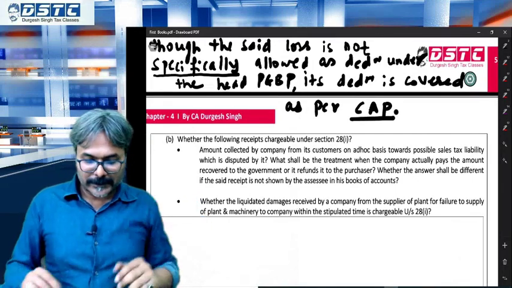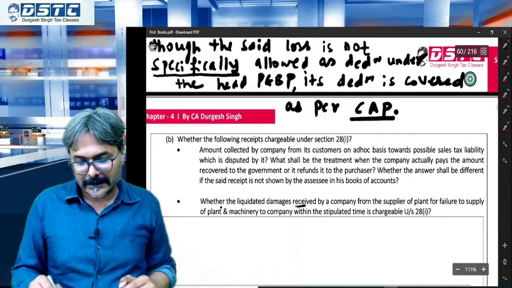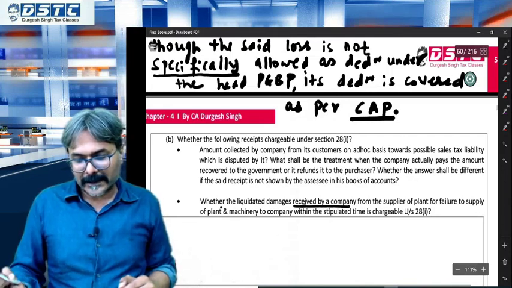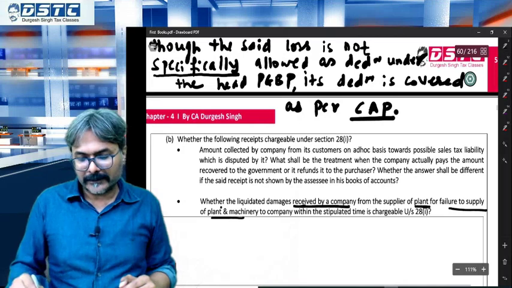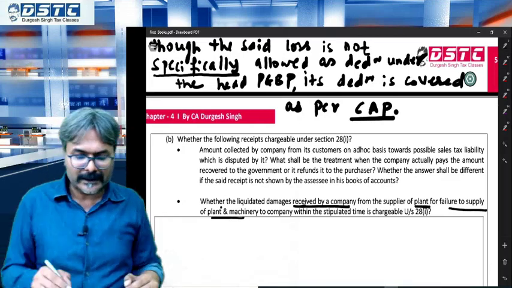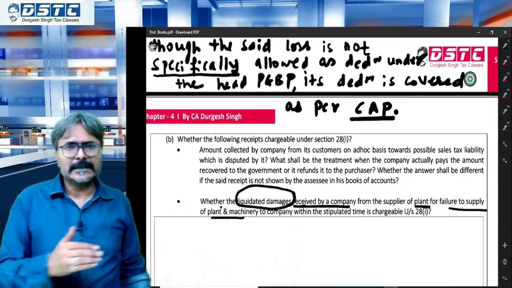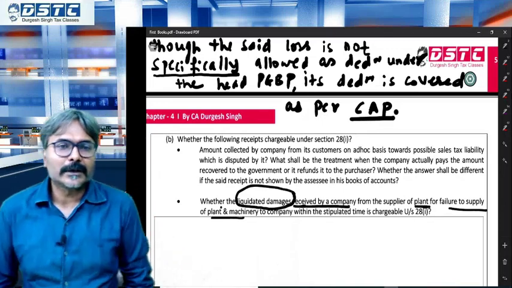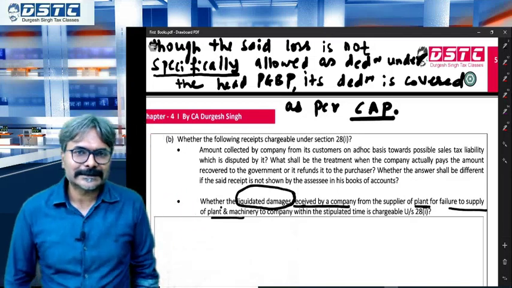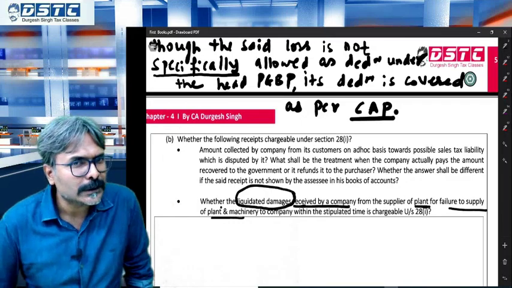The question is whether liquidated damages received by a company from the supplier of plant, for failure to supply plant and machinery to the company within the specified time. What is liquidated damages, students? It means the contract may have been cancelled, and because of that, the customer has gone to purchase the same plant and machinery.